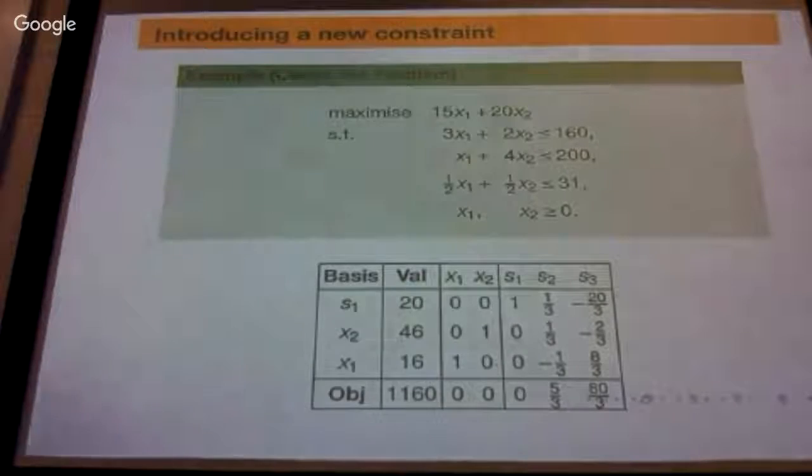I forget what I want to do. Okay, I'm not sure. I can't remember the legend about why I wanted to add a new constraint.